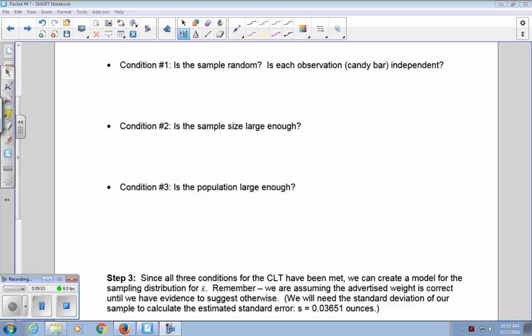So condition number 1: is the sample random and is each observation independent? So yes, we're taking a random sample of candy bars and they're independent from each other. Is the sample large enough? So our sample size n equals 4. That is not large enough, but it's probably safe to assume that the population distribution is normal in this case. So this condition is also met.